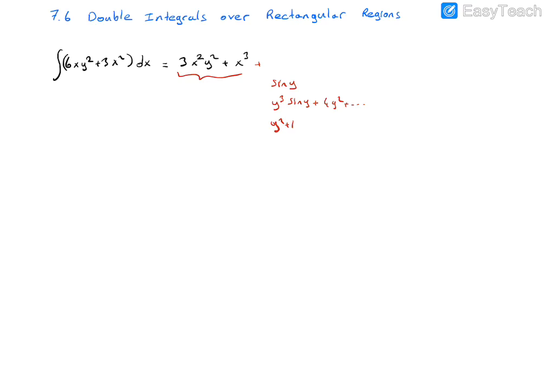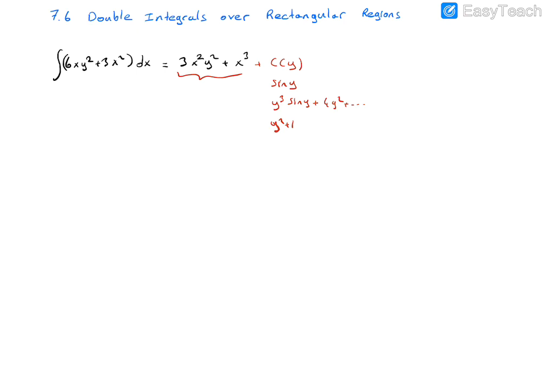So here we can add some function of y. The integral of this function is that function. For example, 3x squared y squared plus x cubed plus sine y, or 3x squared y squared plus x cubed plus y cubed sine y plus 4y squared. But this has to be a function of y only. It cannot include an x term.